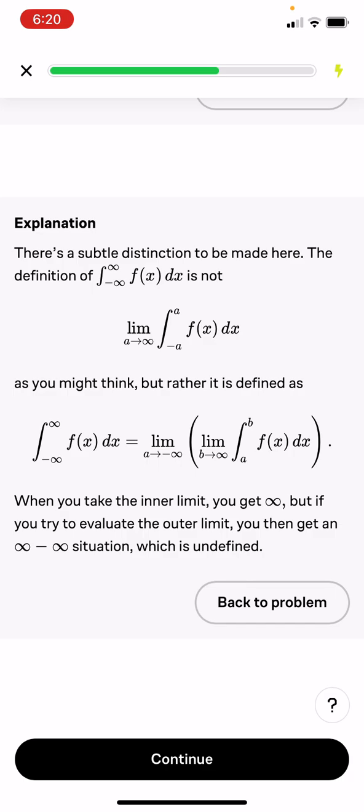There's a subtle distraction that we made here. The integral from negative infinity to infinity of f(x) dx is not the limit as a goes to infinity of the integral from negative a to a of f(x) dx, as you might think, but rather is defined as the integral from negative infinity to 0 plus the integral from 0 to infinity, each with its own limit. When you take the inner limit, you get infinity. When you try to evaluate the outer limit, you get an infinity minus infinity situation, which is undefined.